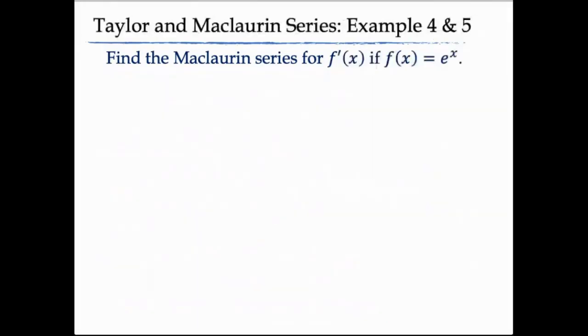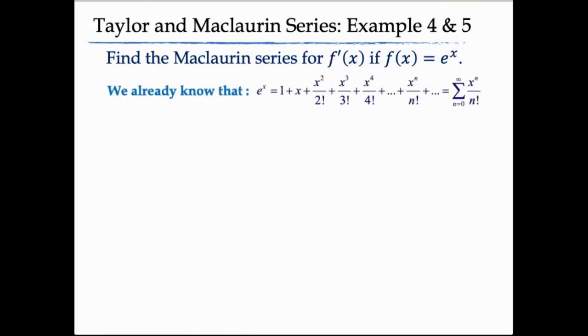All right, so that being said, let's go ahead and find the Maclaurin series for the derivative of e to the x, which is really easy if you think about it. So we already know that e to the x is this. So then what is the derivative of this? So think about that. What's the derivative of this? So the derivative of this, and remember, this is basically an infinite polynomial, and it's super easy for us to find derivatives of polynomials. That's the easiest thing that there is.